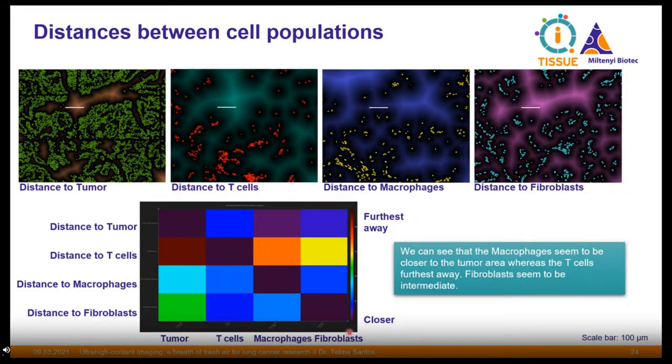Based on this, I could see that the macrophages seemed to be closer to the tumor area, whereas the T cells were furthest away, and the fibroblasts seemed to be intermediate. So this could suggest that in this adenocarcinoma, the T cells are not managing to infiltrate as much as we wanted. And maybe the fibroblasts are there preventing them from going further, since they don't manage to pass them.